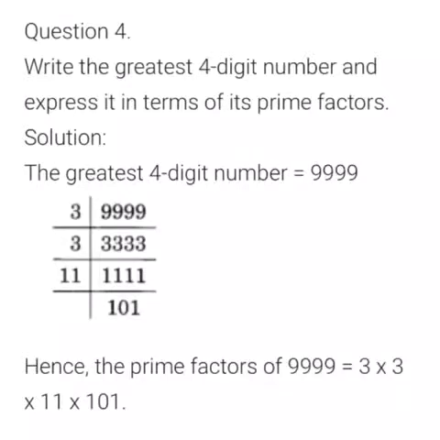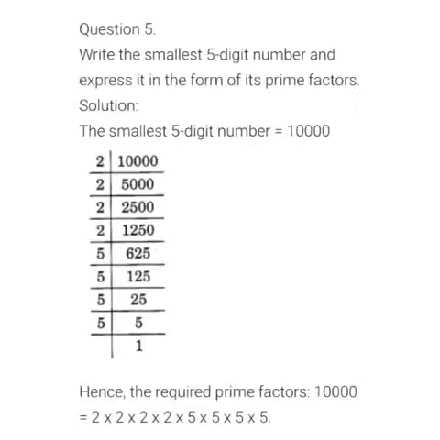So by the prime factorization method we will find out the factors of 9999. So here you can see the prime factors of 9999 are 3 multiplied by 3 multiplied by 11 multiplied by 101. Now the next question, number 5. Write the smallest 5-digit number and express it in the form of its prime factors. The smallest 5-digit number is 10,000.